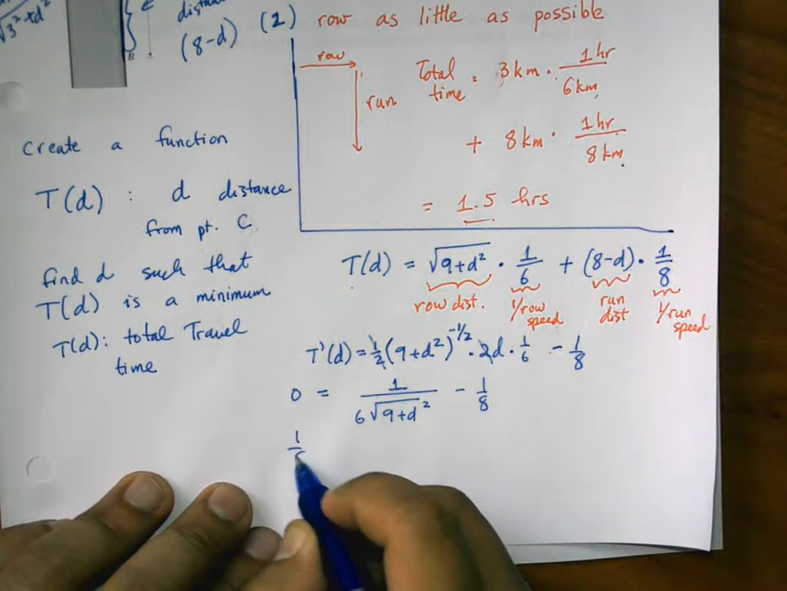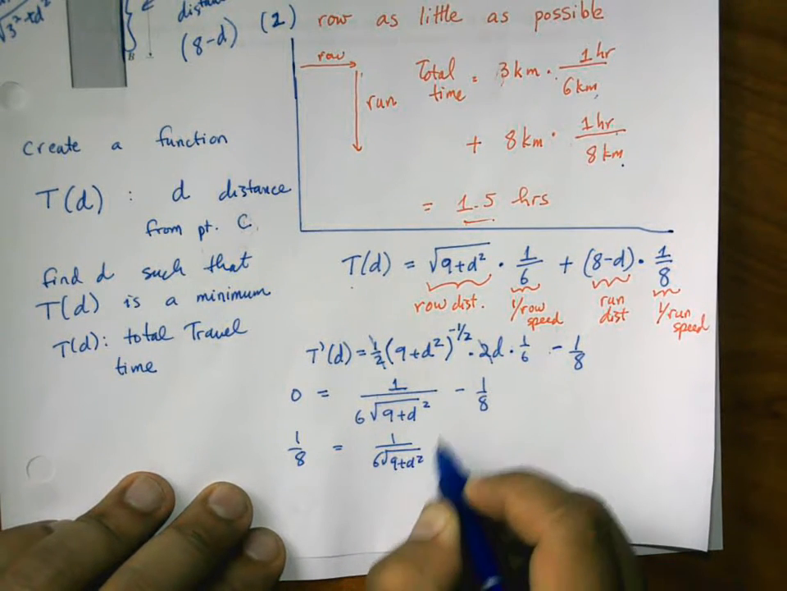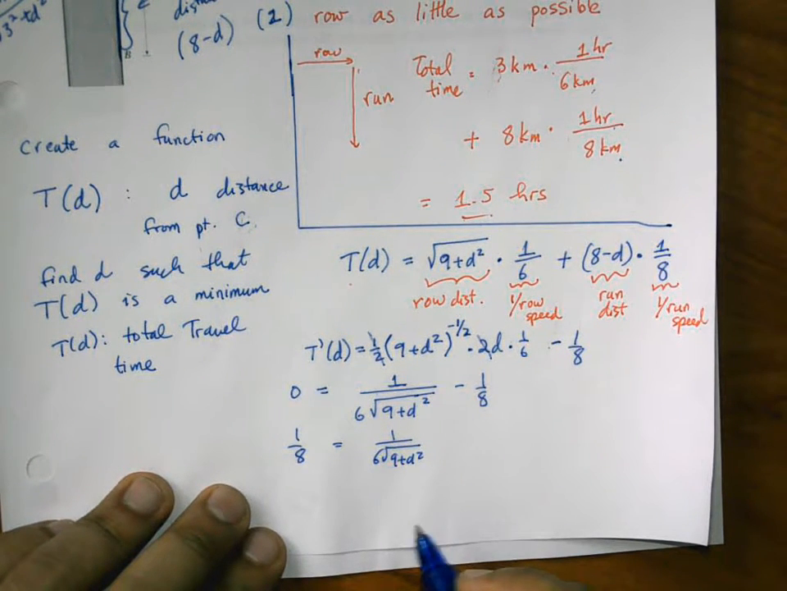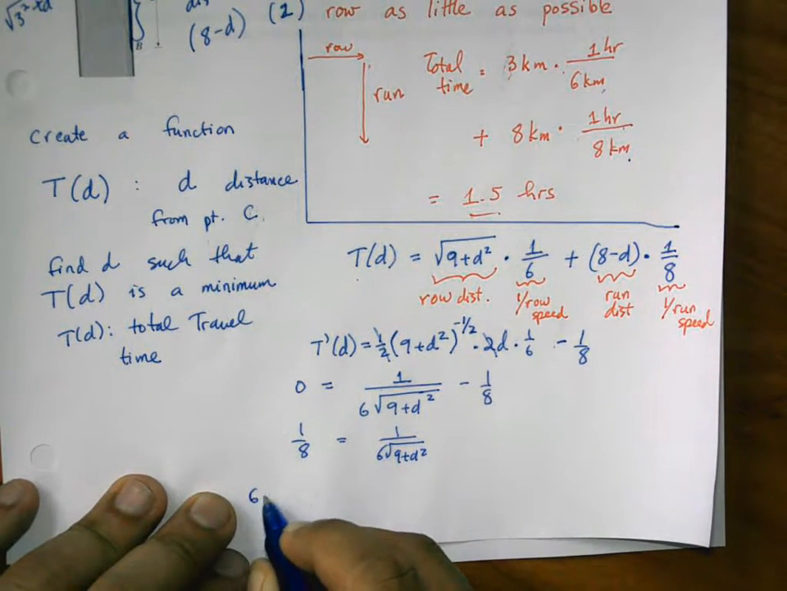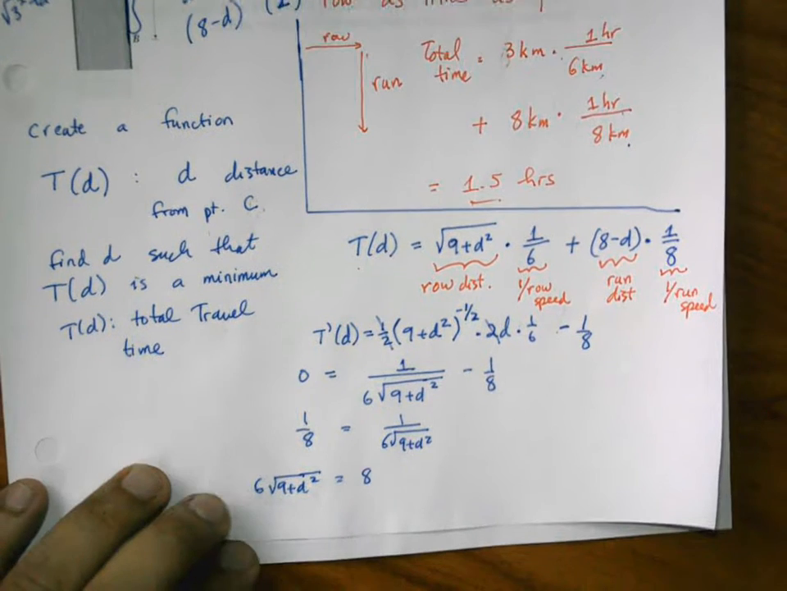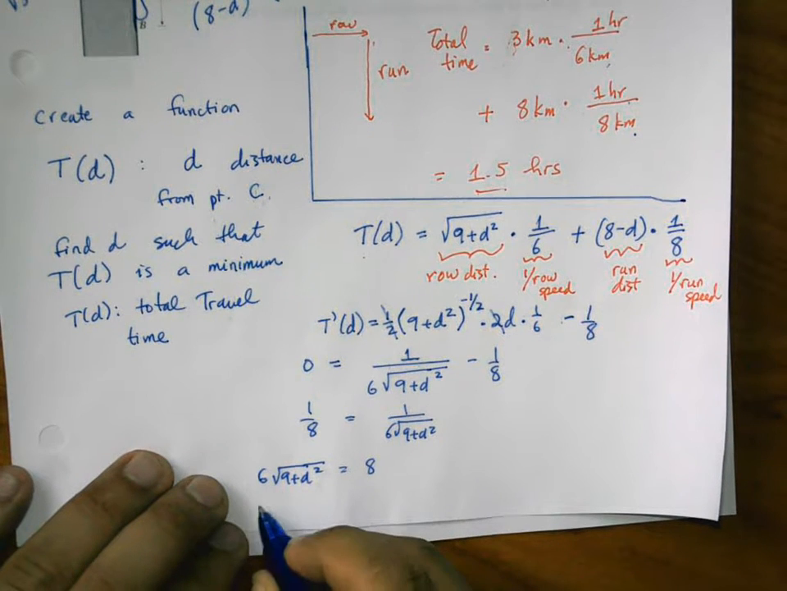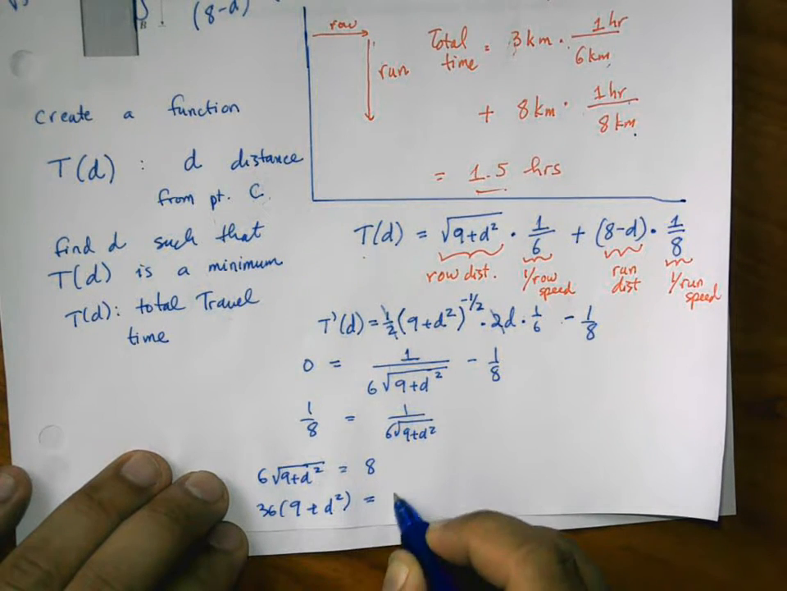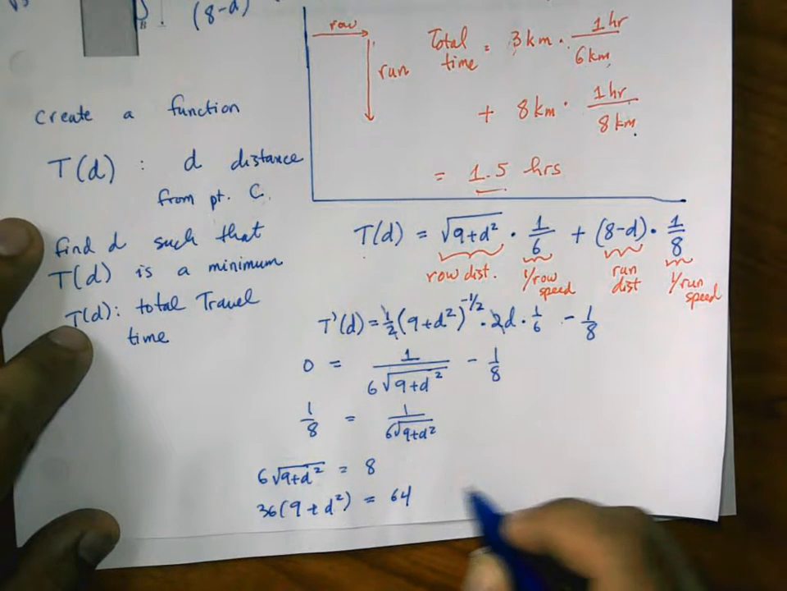Okay. So we can move 1/8 to this side. Multiply both sides by the denominator and multiply the other side by 8. So we get 6 root 9 plus d squared equals 8. Divide both sides by, or I guess we could square both sides, so we get 36 times 9 plus d squared is equal to 64. Divide both sides by 36 and then subtract 9.